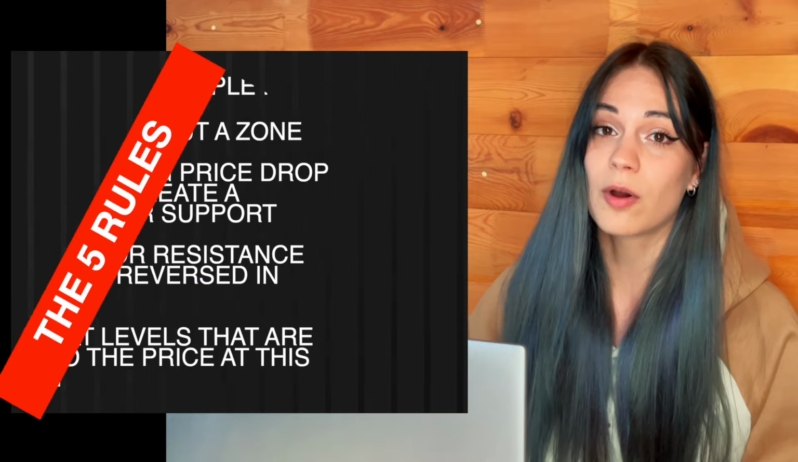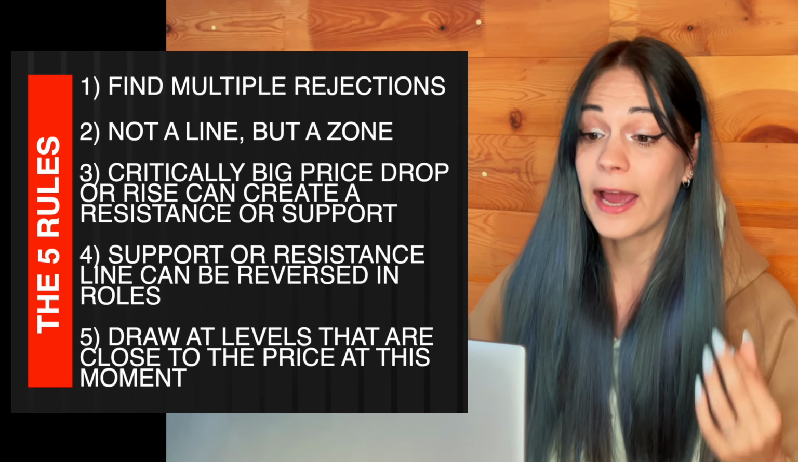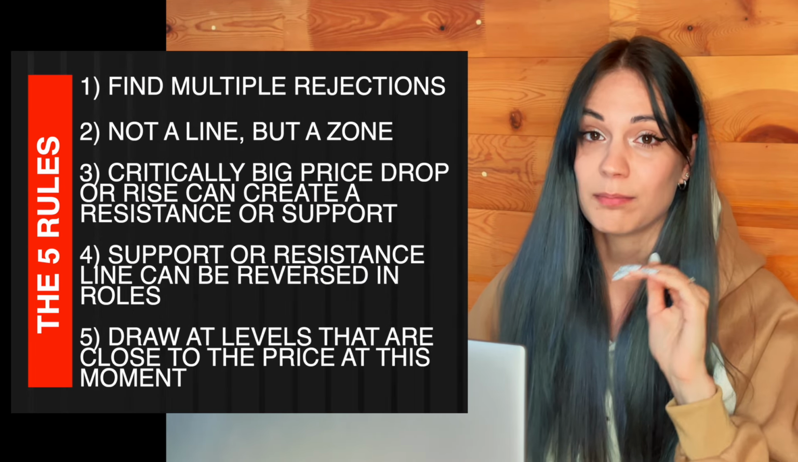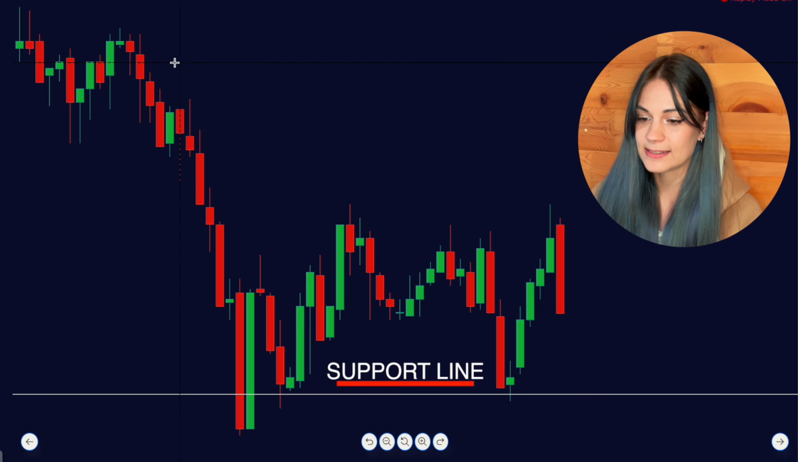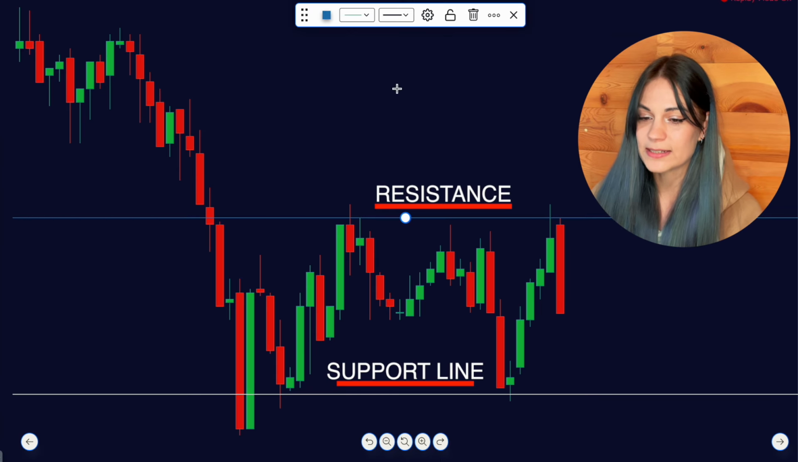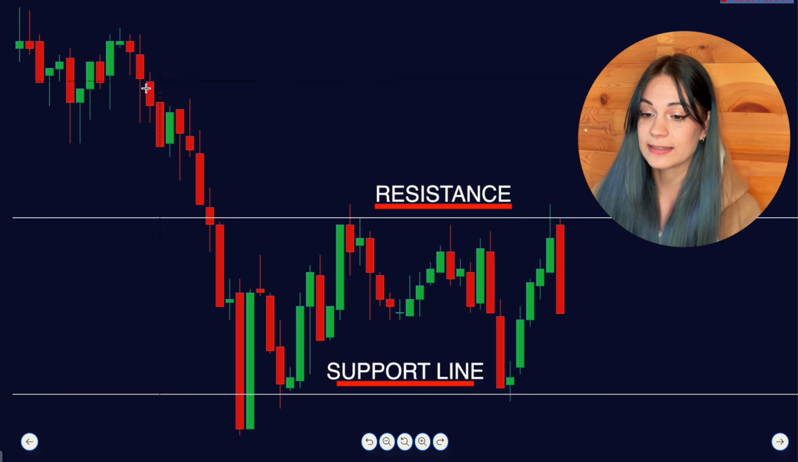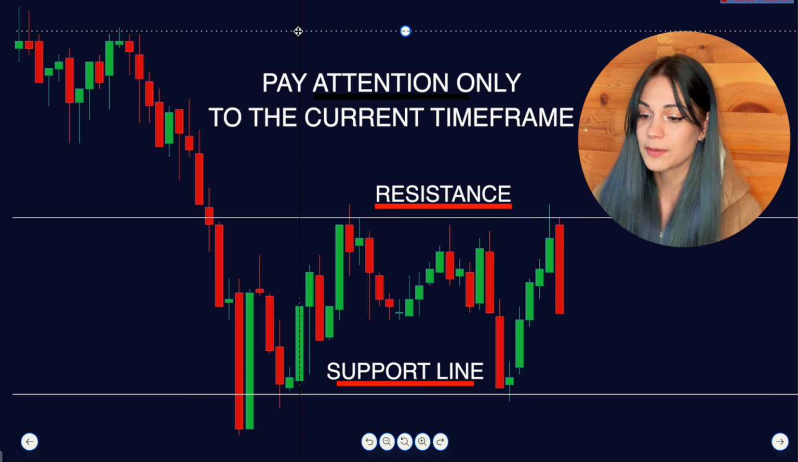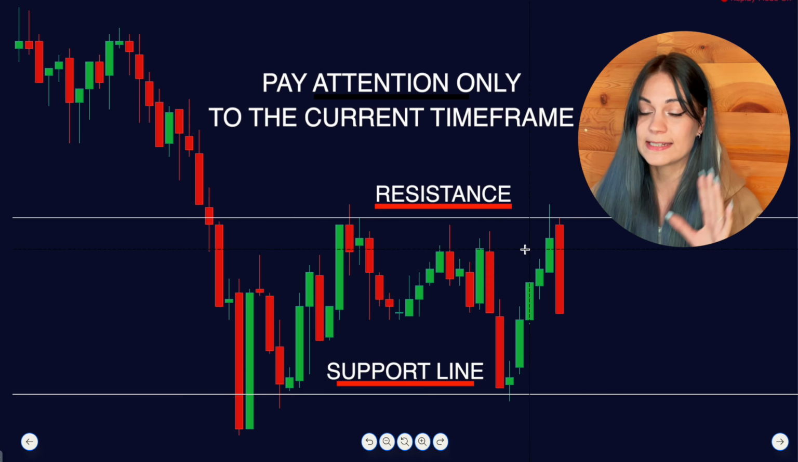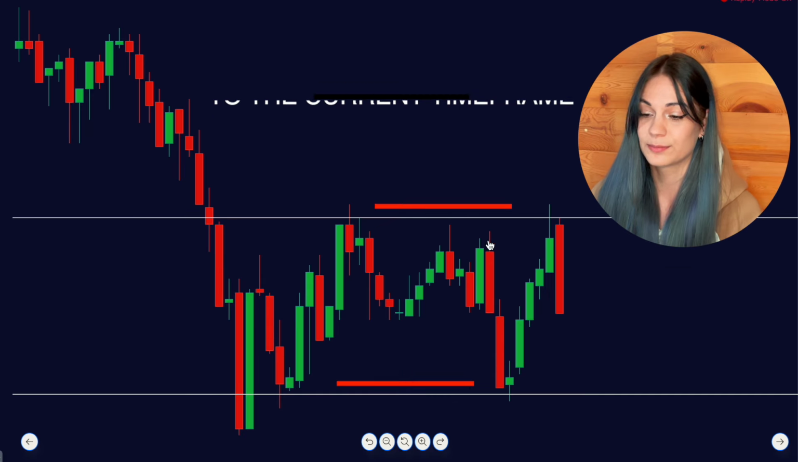And the final rule, rule number 5, is that you need to draw only those levels that are actually close to the price at this specific moment. For example, right here, we can clearly see that this is the support line and this is the resistance line, right? But if you look at what happened previously, the support and resistance lines would be different. And what you need to do is not pay attention to that, because we need to look only at the time frame where we are working right now, and you need to focus on this moment.